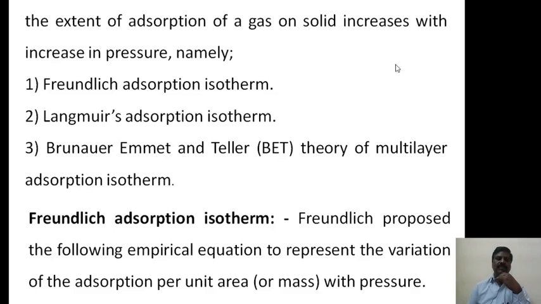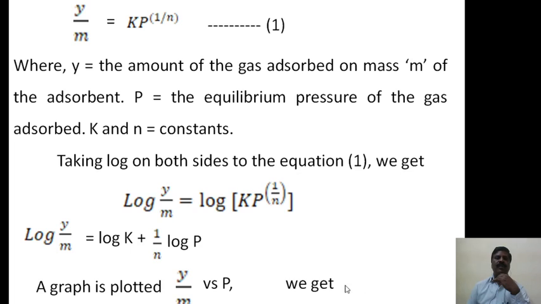The first one is Freundlich's adsorption isotherm. Freundlich proposed the following empirical equation to represent the variation of adsorption per unit area, or mass, with pressure: y/m = k p^(1/n). This is equation number 1, and this is the empirical formula given. There is no derivation for your syllabus.